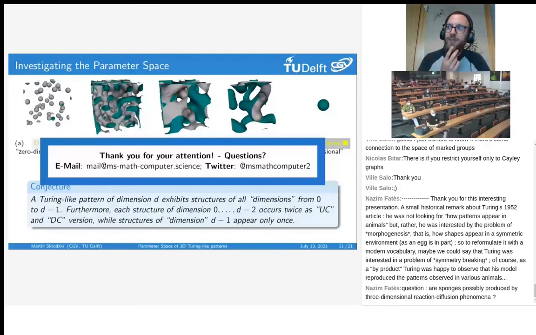I am not sure actually right now what happens for non-axis parallel slices, but I would think that the general statement still holds. So independent of how you place an affine plane in this three-dimensional pattern, and you just slice it with that, you should always get a two-dimensional, or well, if you go to the higher dimensional cases, a corresponding lower dimensional Turing-like pattern.